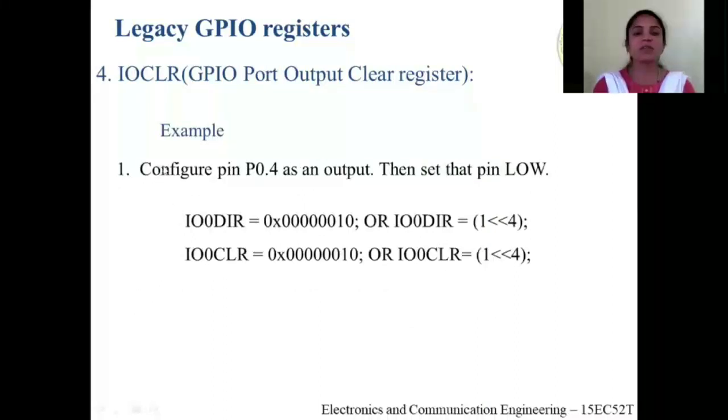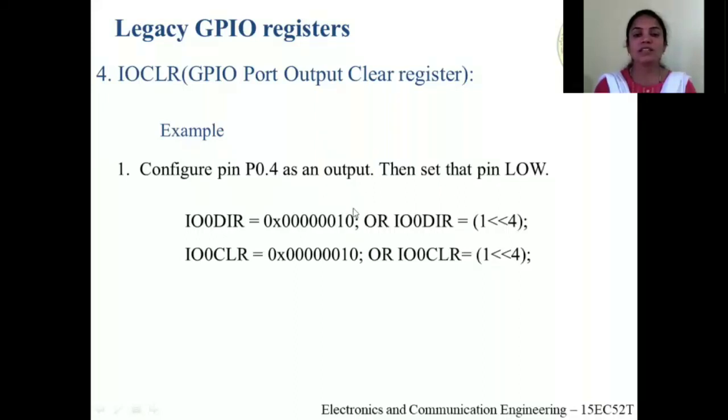For example, configure port 0.4 as output and then set that pin value to low. So first we have to make that pin an output pin by using the IO0 DIR register, because this is with respect to port 0. Port 0.4 means it is the fourth pin of port 0, starting from pin 0: 0, 1, 2, 3, 4.